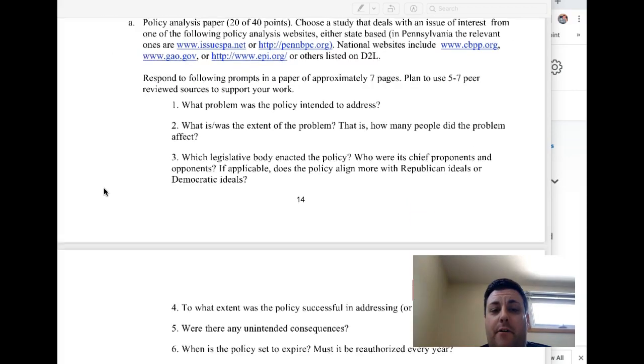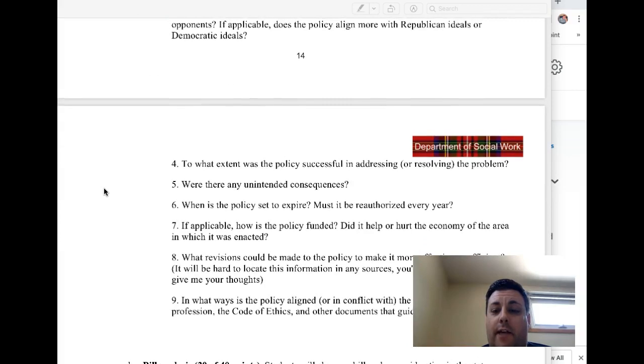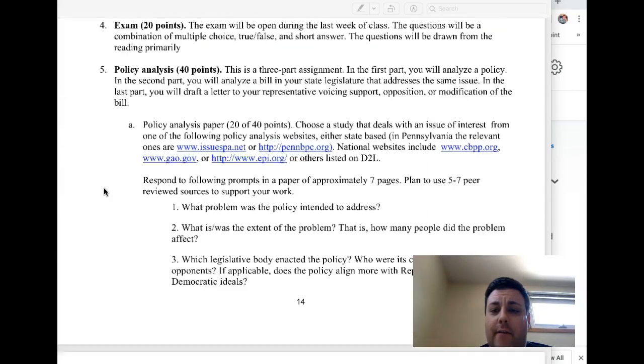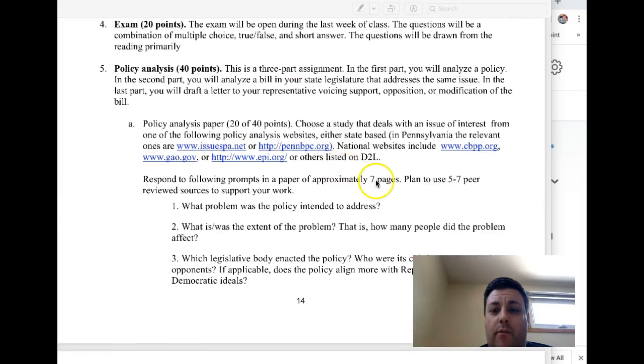There's 9 prompts here for you to answer, so take those, make them into your headings and subheadings. This paper should be around 7 pages. I think 6 or 7 is probably fine. Make sure you include a cover page, cite your sources, references, all that good stuff. APA is part of this. Probably looking at around 5 to 7 sources to support your work.